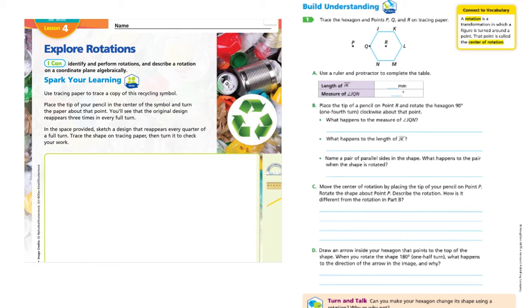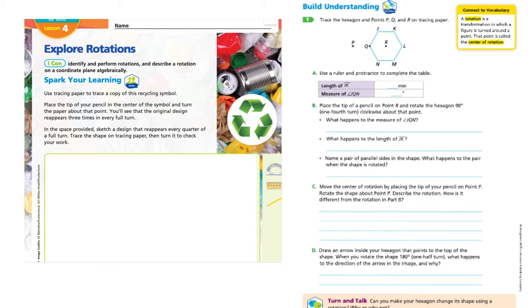Okay, so I hope you did that. Spark Your Learning. Let's look at the build understanding. So again, they have this beautiful yellow box. And they say a rotation is a transformation in which a figure is turned around a point. That point is called the center of rotation. And it may be like this one in the center of the figure or the shape, but you'll see in just a minute that it may not be that point in the center of the shape itself.